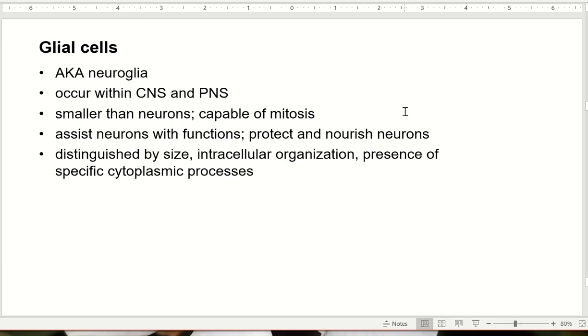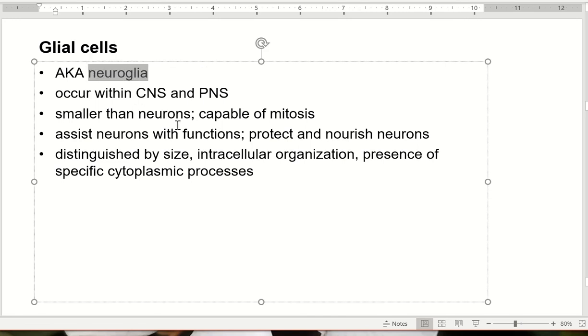Right, so let's finish this nervous system lecture. And we're going to start with the glial cells, which we also call neuroglia. And we find glial cells in both the central nervous system and the peripheral nervous system, but we're going to have different ones in both places. So pay attention to where each kind of cell occurs.